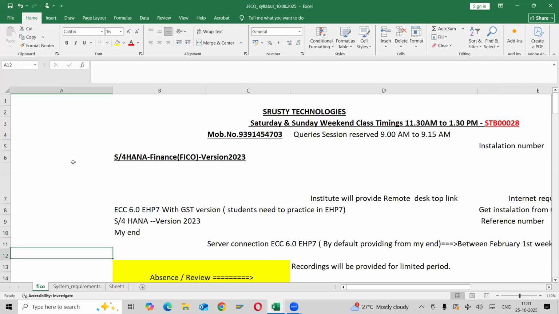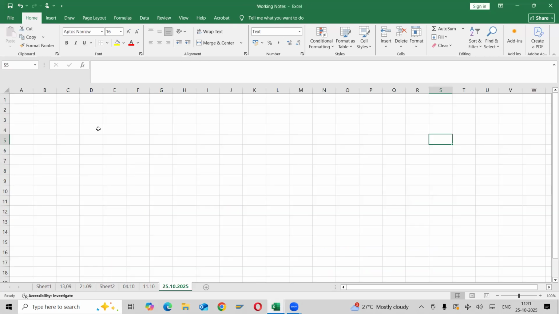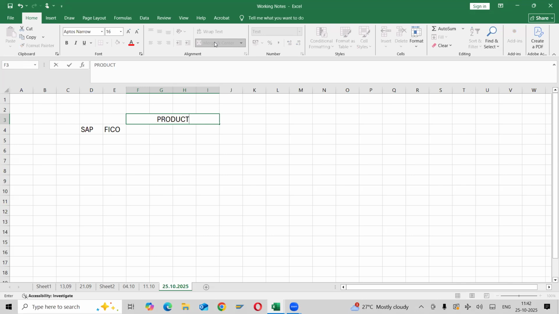Even though you are aware of it, let me quickly recap. Here we are going to cover our FICO course. Again, I am reiterating for everybody's benefit. This is my working notes. Here we are doing SAP FICO. There are two products in SAP.